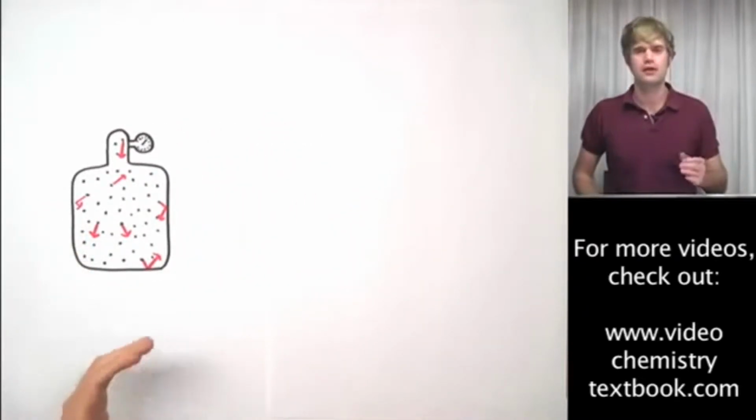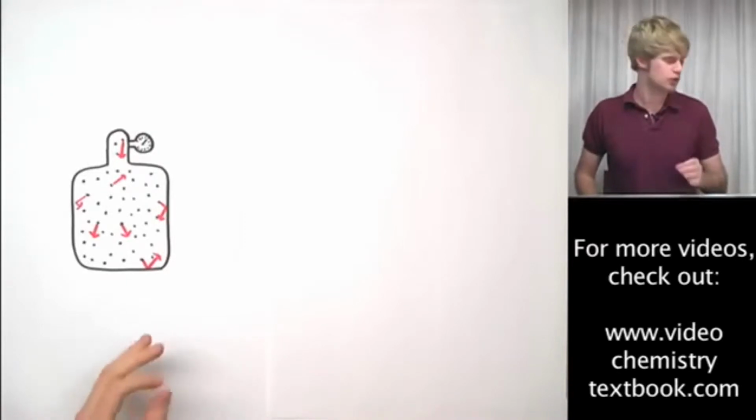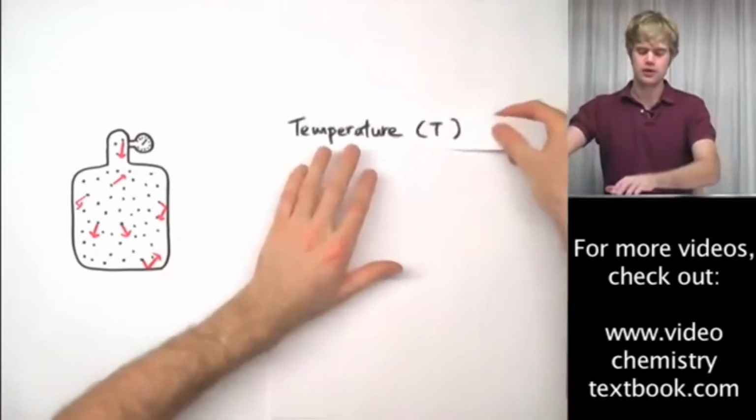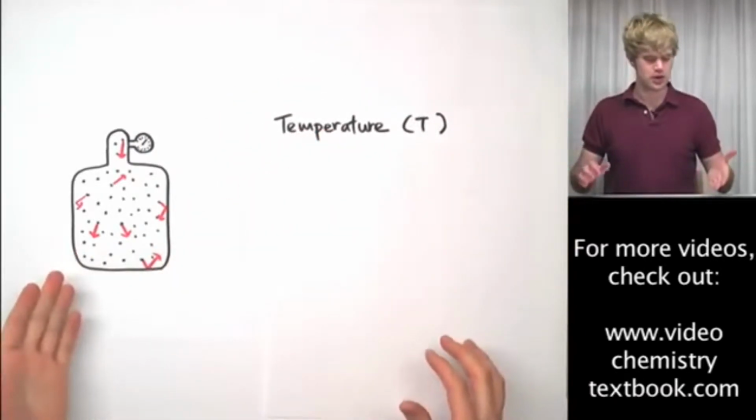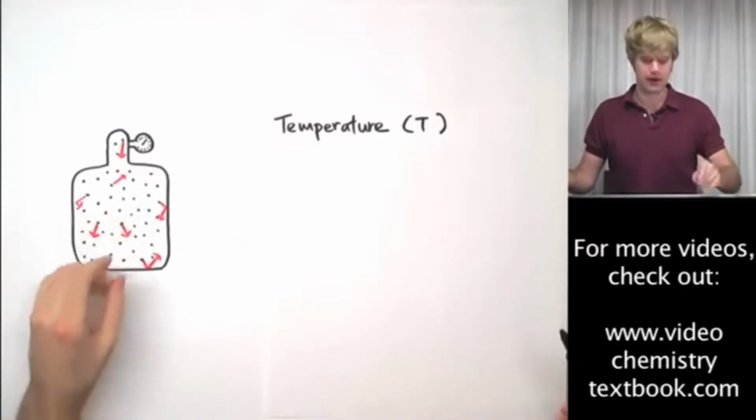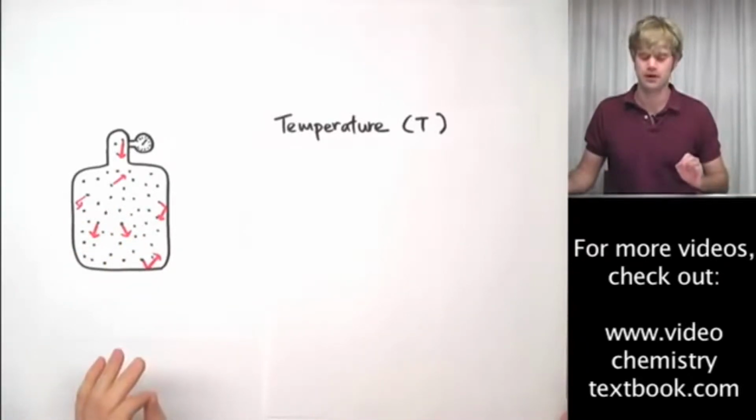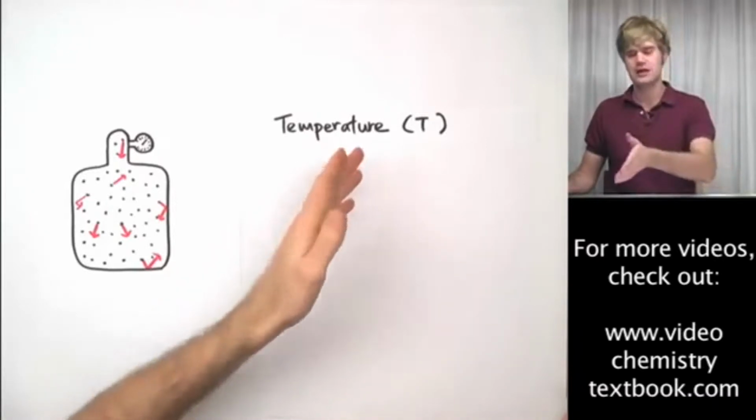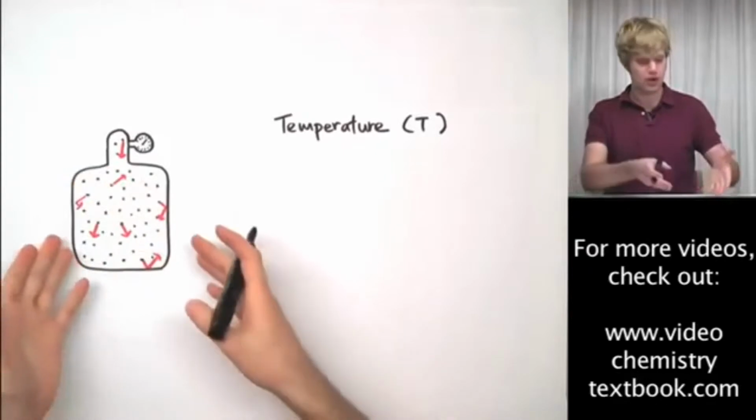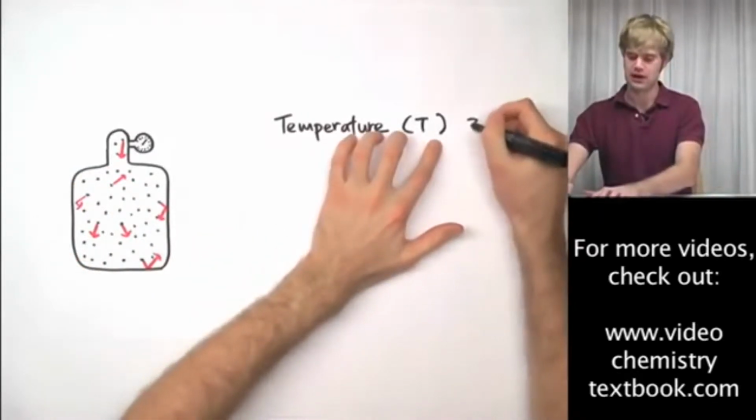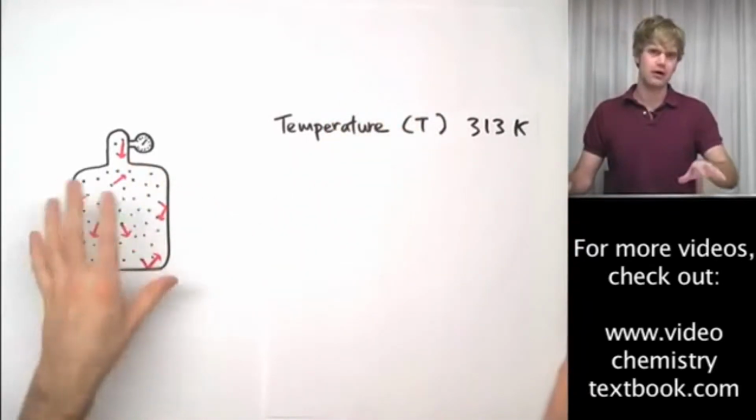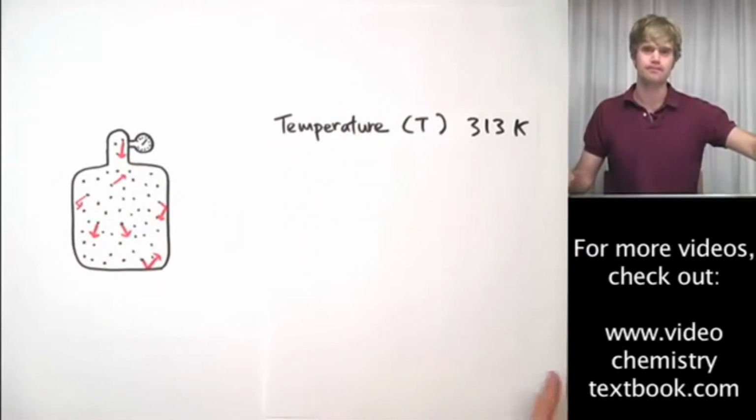Let's think about the characteristics that we could use to describe it. One of the things that we could do is say what its temperature is. The higher the temperature, remember, the faster these gas particles are moving around. So temperature is very important when we talk about gas. Temperature for gases should always be reported in Kelvin. So we could say, for example, that the temperature of this tank is 313 Kelvin.